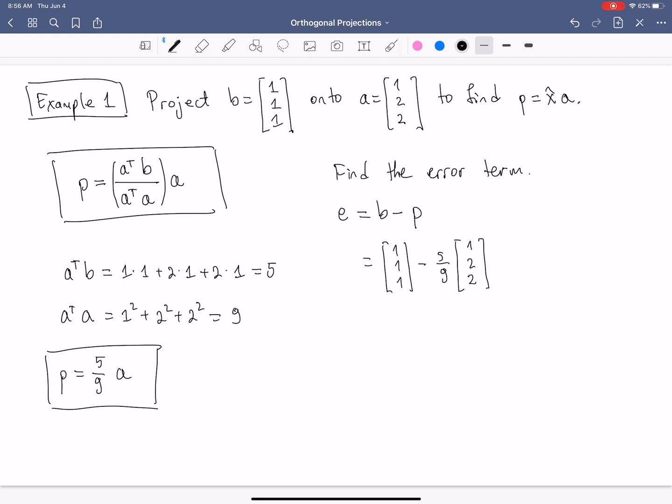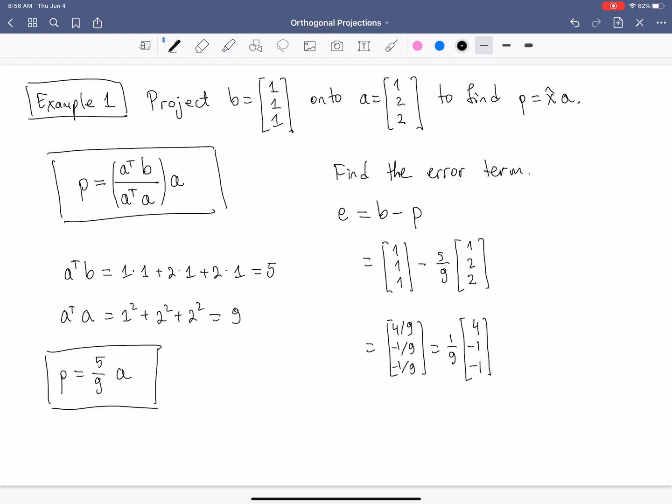Now, these may not be calculations that you like to do, but they're not that hard either. So think of 1 as 9/9. 9/9 minus 5/9 is 4/9. Then we have 9/9 minus 10/9. We have -1/9 and -1/9. And perhaps a lot nicer to write this as 1/9 of (4, -1, -1).